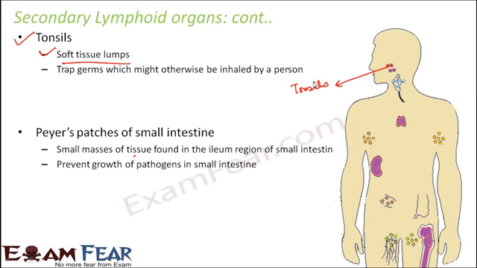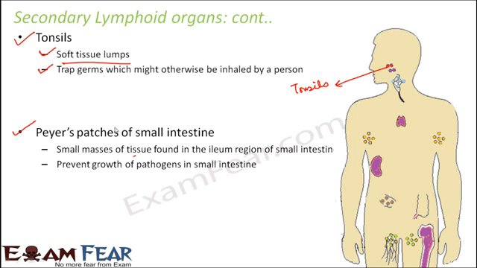So how do they help? They help to trap germs which might otherwise be inhaled by a person. So when we inhale, that might contain germs. Now some of them are blocked by the nasal hair, and whatever gets in, they are again trapped by the tonsils. So antibodies are produced by the immune cells in the tonsils, and it thus helps in preventing any sort of throat infection or lung infection, because tonsils are a part of the respiratory system in some way. So it helps to trap the germs so that the respiratory system can be protected from any type of infection.